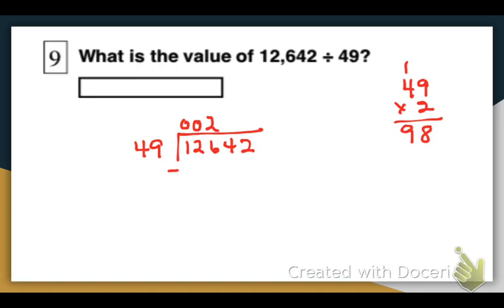here and subtract 98. So notice that the 2 went above the 6 and that 8 went below it. So I'm lining those numbers up. It's very important when you are dividing. 6 minus 8 I can't do, so I have to borrow, and that becomes a 1, and the 6 becomes 16. 16 minus 8 is 8. And 1 minus 9 I can't do, so I have to borrow again. So now it's 11 minus 9, and that's 2. 28 is smaller than 49, so I can bring down my 4.